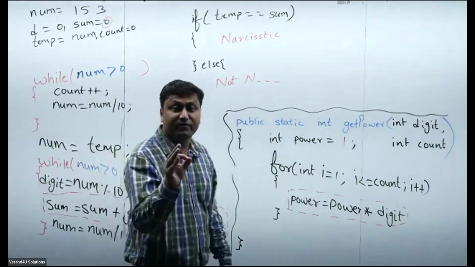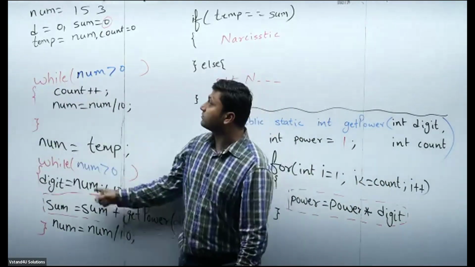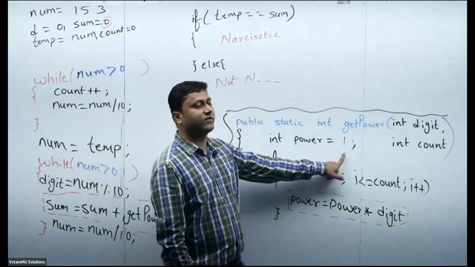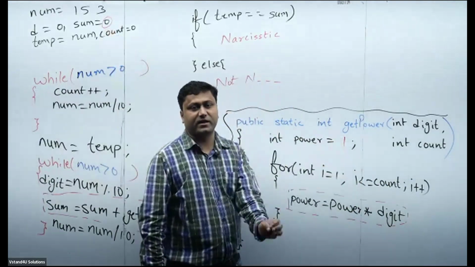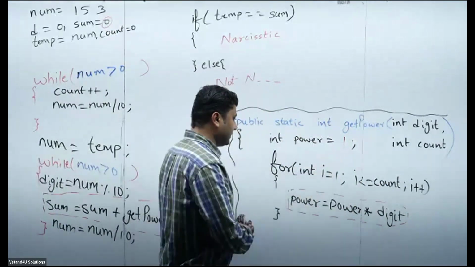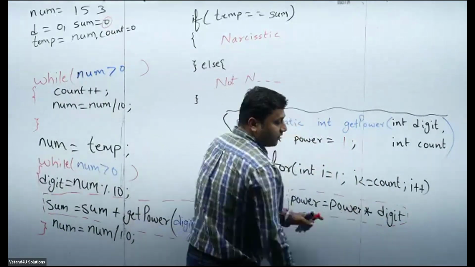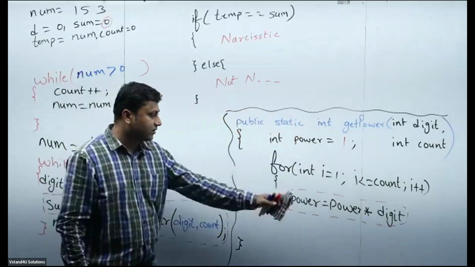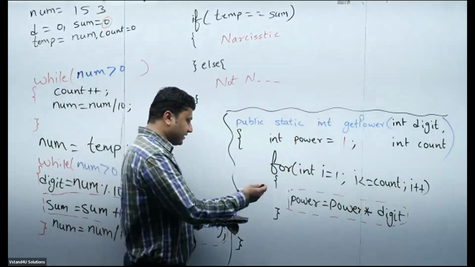Make a thumb rule whenever you're doing some calculation. Always sum must be initialized with 0. If you are doing multiplication, ensure you start with 1. Never do it otherwise. Okay? Yes. Now let's get started. Power equal to power into digit, going back into the power, right?